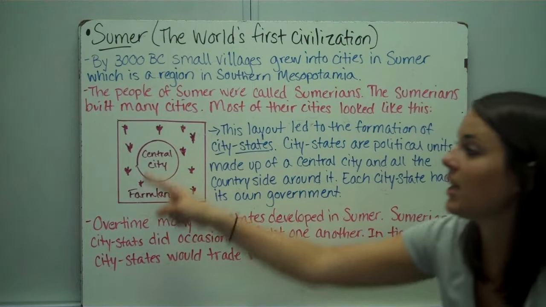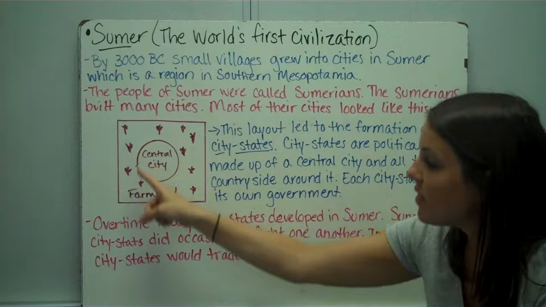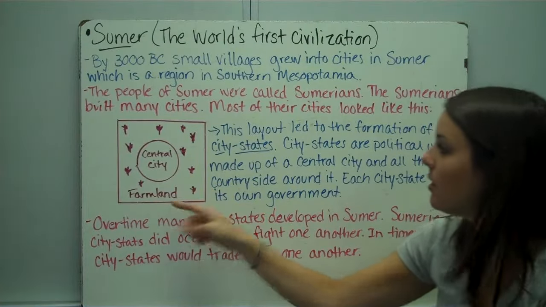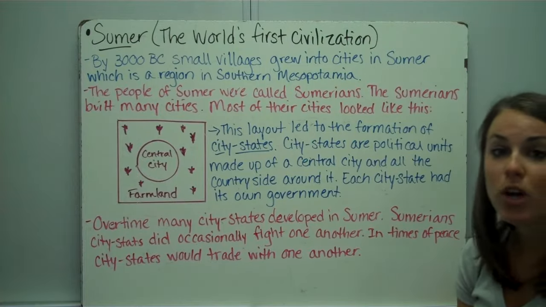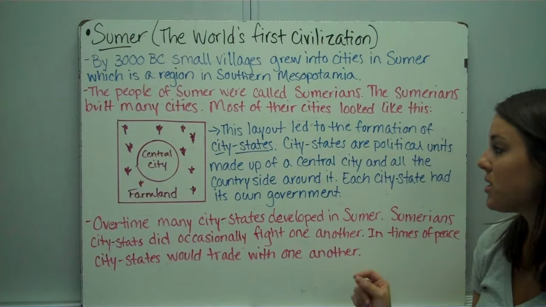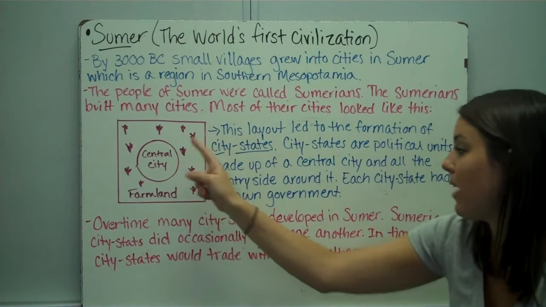Most of their cities looked like this diagram. So you eventually had a central city, and then around that city was farmland. This layout led to the formation of what we called city-states. City-states are political units made up of a central city and all of the countryside around it.